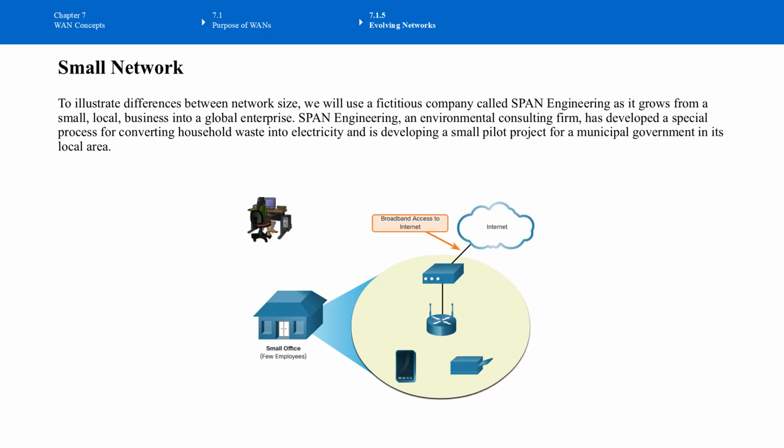To illustrate the differences between network sizes, we'll use a fictitious company called Span Engineering, and it grows from a small local business into a global enterprise. Span Engineering is an environmental consulting firm and has developed a special process for converting household waste into electricity and is developing a small pilot project for the municipal government in its local area.